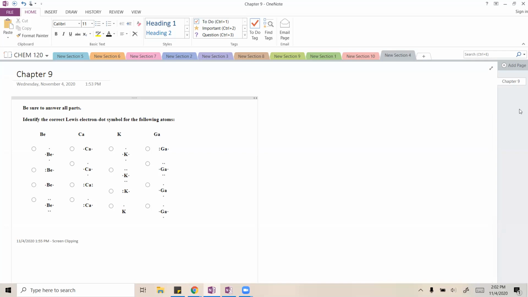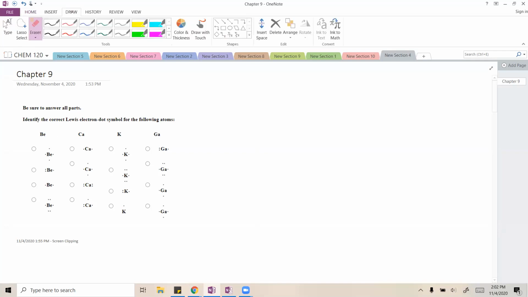Let's first start off with identifying our Lewis structures. When you're looking at Lewis structures, you want to think about how many valence electrons you have. For beryllium, we look on the periodic table, it's in group 2A, so it has 2 valence electrons. Calcium also has 2, potassium has 1, and gallium has 3.